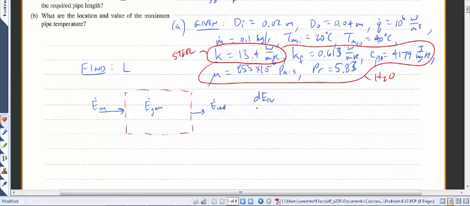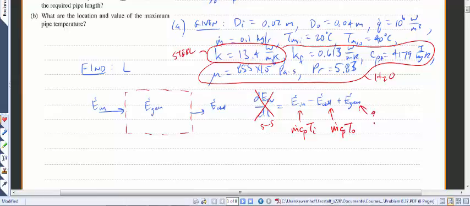So if we write out our first law, dE c v dt is equal to E dot in minus E dot out plus E dot gen. We know everything's at steady state, so this goes away. And we know that E dot in is going to be the thermal energy associated with the fluid coming in, which will be m dot c sub p T I. What's going out is m dot c sub p T O. And then E dot gen will be q dot times the volume, which will be pi over 4 times D O squared minus D I squared times L.